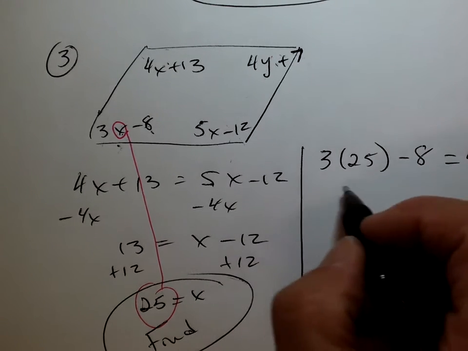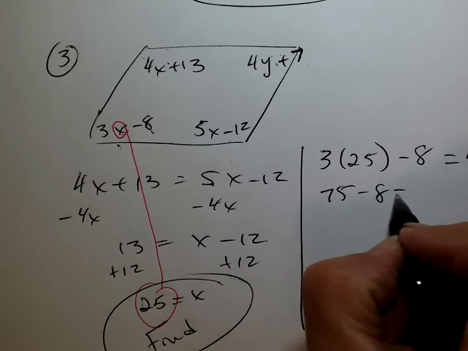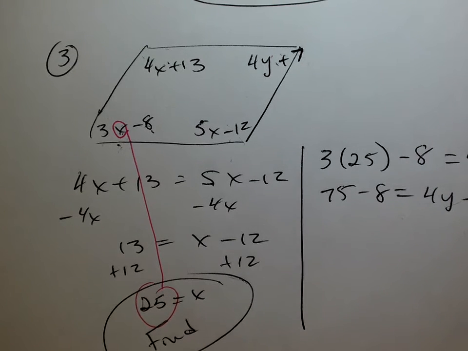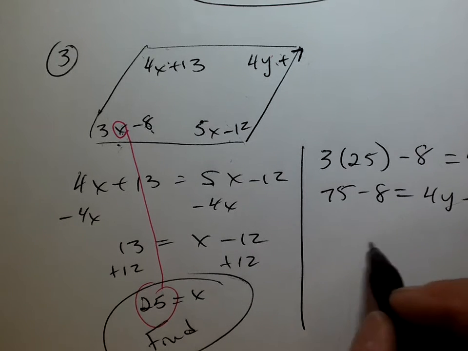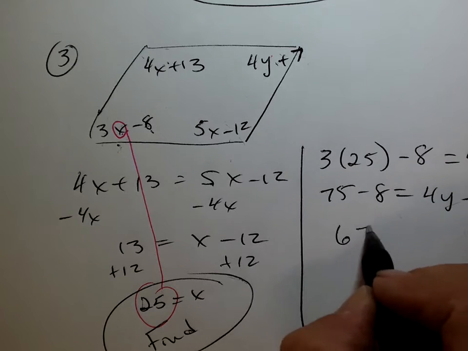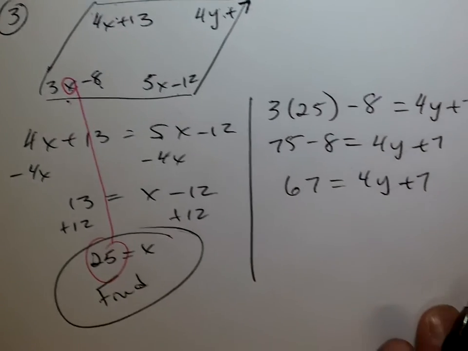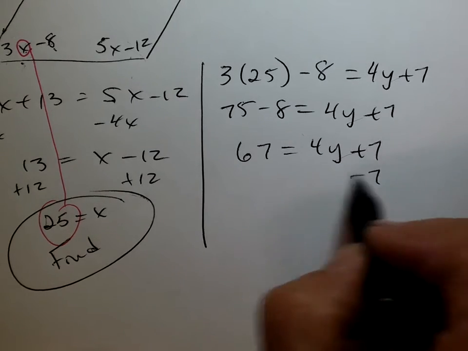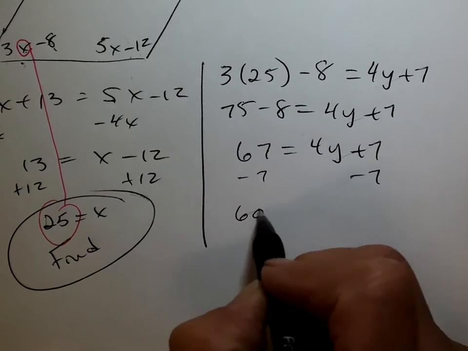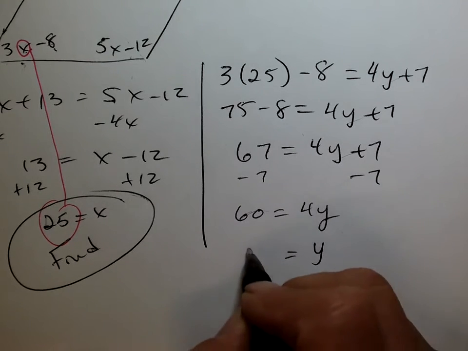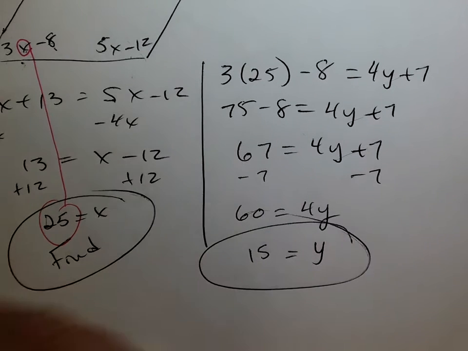So 3 times 25 is 75 minus 8 equals 4y plus 7, right? Let's see, 75 minus 8 is 67 equals 4y plus 7. And I'm going to go minus 7, minus 7, 60 equals 4y. Divide by 4, and I think I get 15. So I've got x, and I have y.